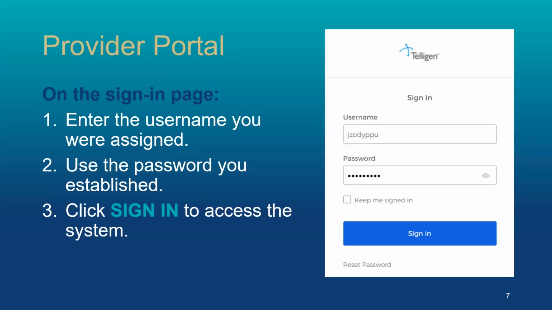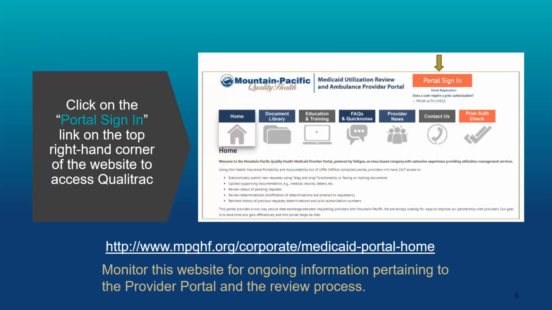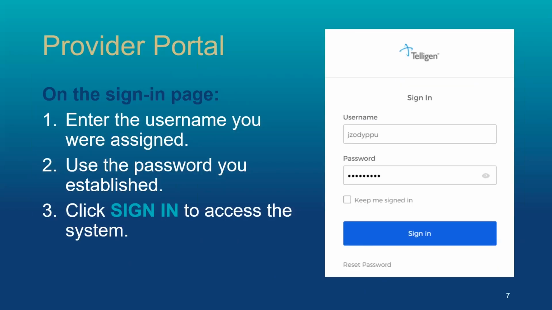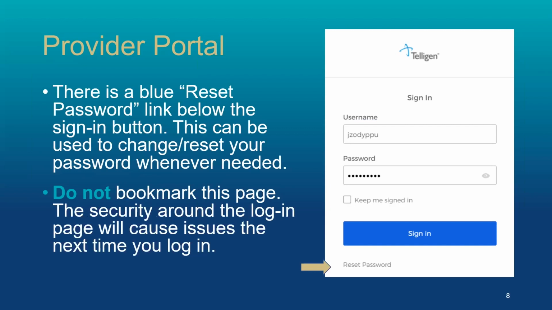Okay. So once you click the sign in button that was at the top of this page here, you'll click that portal sign in button. It'll take you to the sign in page. Here is where you will use the username that you were assigned, the password that you established, and then you click the blue sign in button to access the system. If for some reason you forget your password and you need to reset it, down at the bottom is a reset password link. You can click on that and it will walk you through resetting your password. So you don't have to reach out to somebody or ask somebody else to change it for you. You can go through the process on your own.